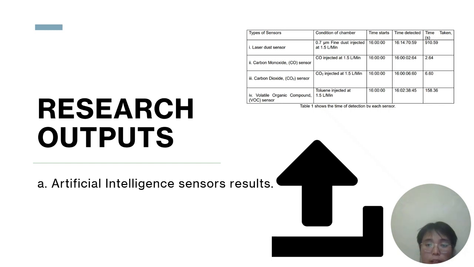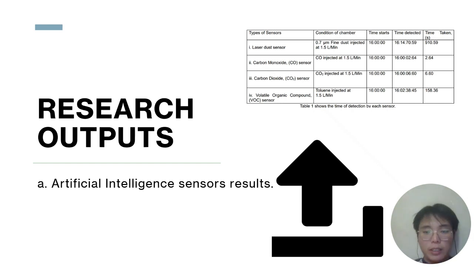So the second one will be the carbon monoxide, CO, sensor. Carbon monoxide is injected at the rate of 1.5 liters per minute. In this case, the sensor takes up to 2 seconds to detect. Due to the tests done on this sensor to determine carbon monoxide, it is safe to assume that this sensor is very reliable, as in this short period of time it can prevent disasters such as carbon monoxide poisoning from happening.